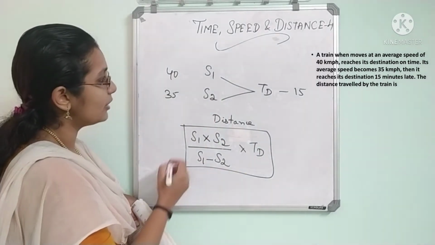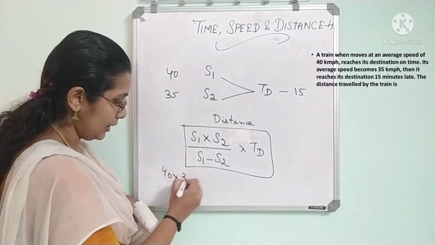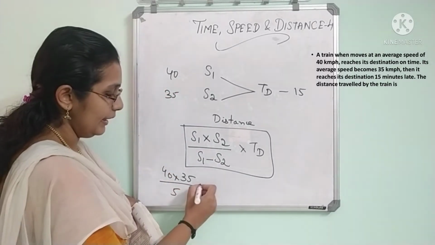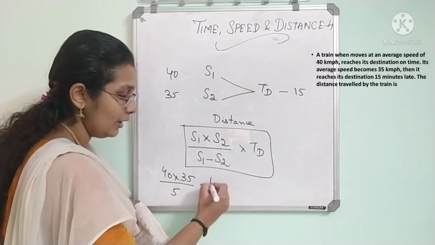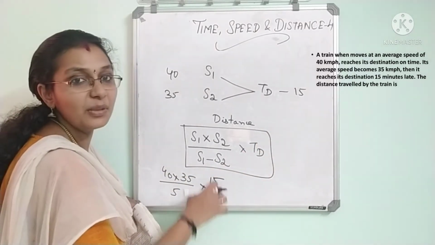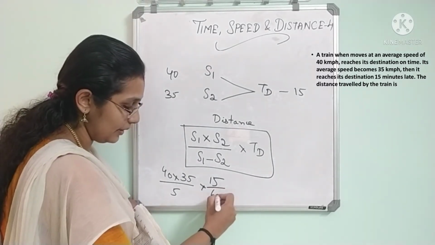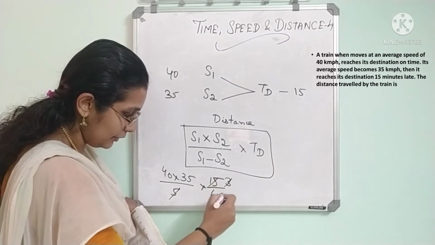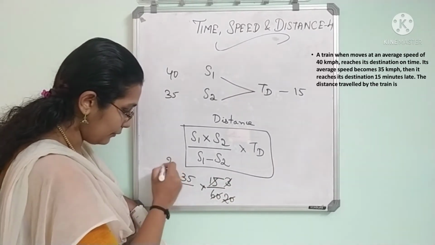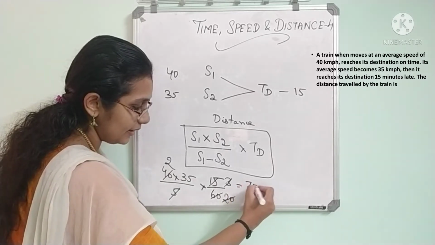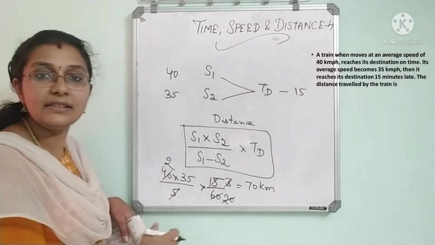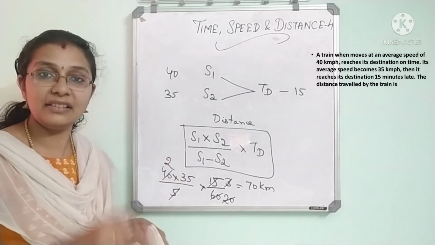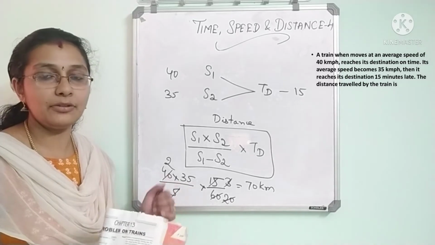Now just simply substitute here. S1 is 40 into 35 divided by S1 minus S2. So 40 minus 35 is 5, into time difference 15. Always remember, this is given in minutes, so you will have to convert it into hours, so divided by 60. Clear? Now simplify. 5 3s are 15, 3 20s are 60, 20 2s are 40. So 35 2s are 70 kilometer. See? Just one step and you have found the answer. So always remember, this shortcut will definitely help you. At the same time, you will have to know the basic approach of the question too.